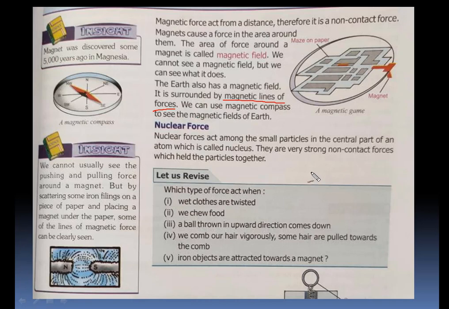Suppose I draw a diagram of a magnet. This magnet is known as a bar magnet. You'll study about this in higher classes, about bar magnet, solenoid and toroid and all those things. So suppose this is a bar magnet. Now how are the magnetic fields arranged? Magnetic fields are arranged like this.